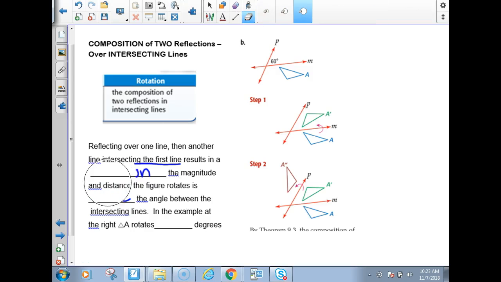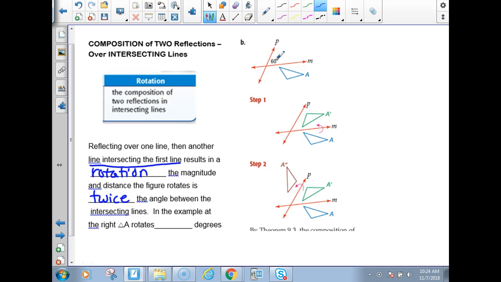Okay, so I just decided to go ahead and record this lesson on the composition of two reflections, again, over intersecting lines. If you were going to reflect A over line M and then over line P, the result of going over one line, then another line that's intersecting the first line, results in a rotation. The magnitude and distance the figure rotates is twice the angle between the intersecting lines.